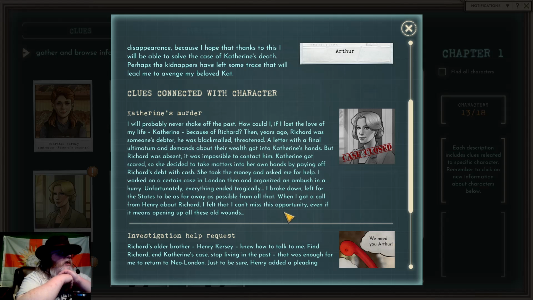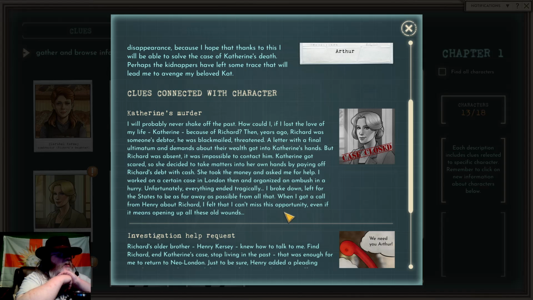I lost the love of my life, Catherine, because of Richard. Ten years ago, Richard was someone's debtor. He was blackmailed, threatened. A letter with a final ultimatum and demands about their wealth got to Catherine's hands. But Richard was absent. It was impossible to contact him. Catherine got scared, so she decided to take matters into her own hands by paying off Richard's debt with cash. She took the money and asked me for help.